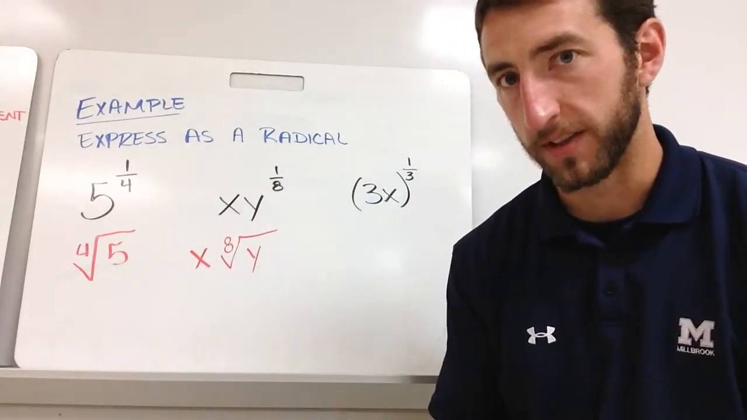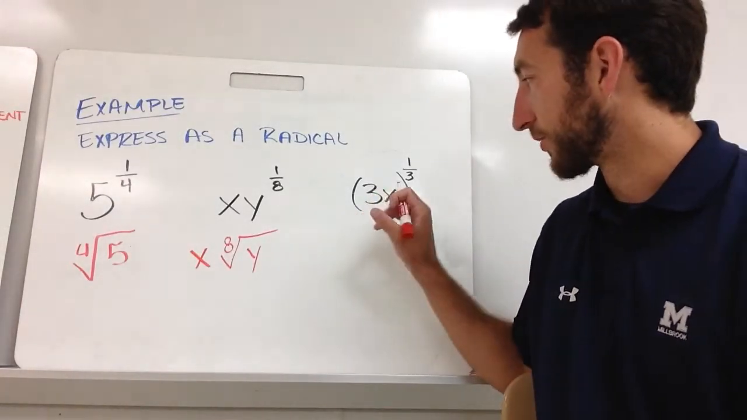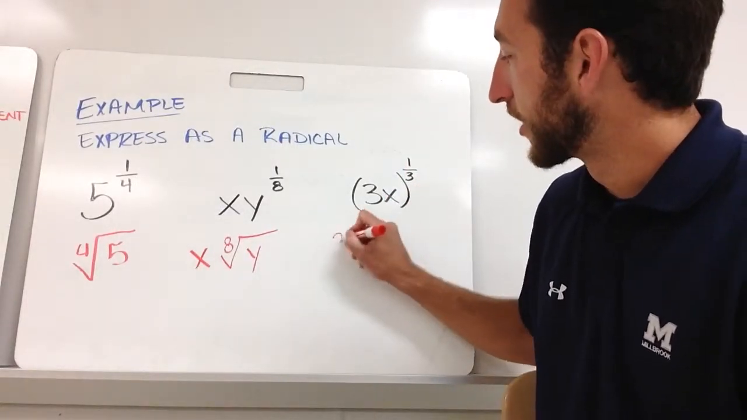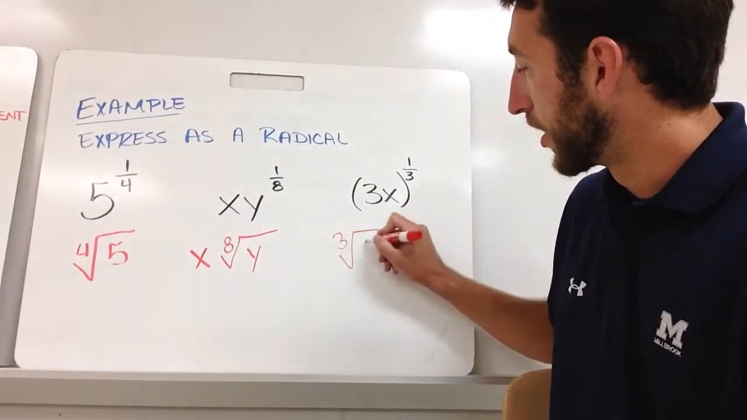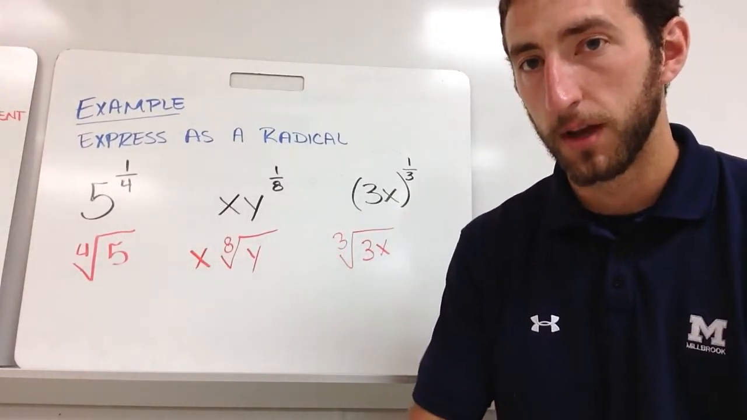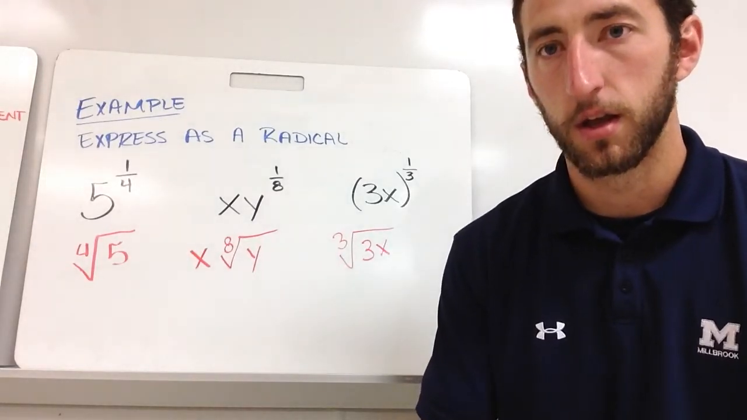Now if there were parentheses, then they get grouped underneath the radical. So we've got 3 times x inside the parentheses, raised to the 1/3. That means I'm going to do the cube root of 3 times x, and those are both underneath the radical. So that is rational exponents, and that is it.